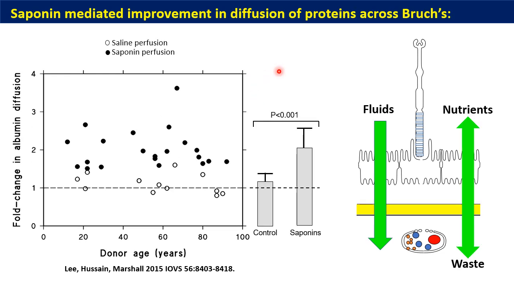We have also examined the effect of saponins on the diffusion of proteins across Bruch's membrane. The diffusional rate was doubled following incubation with saponins. The improvement in transport should facilitate the delivery of nutrients and removal of toxic waste products.